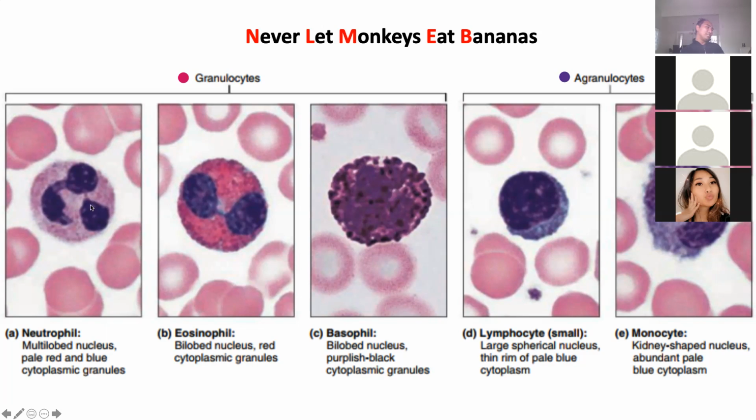Neutrophil, 3 lobes. Eosinophil, 2 lobes. Lymphocyte, the nucleus nearly fills the whole cell with little cytoplasm, which stays blue. Monocyte, kidney-shaped nucleus, kidney bean.